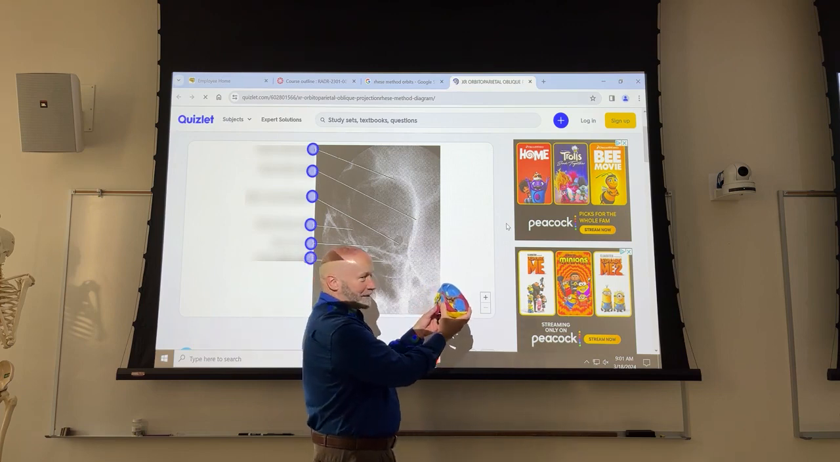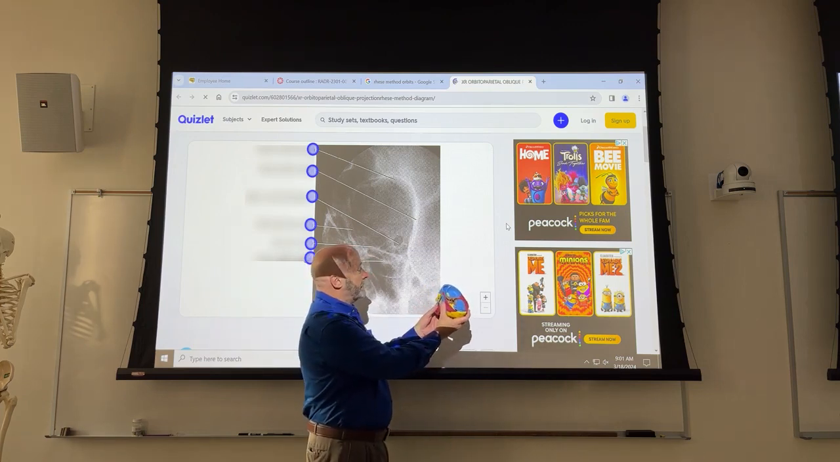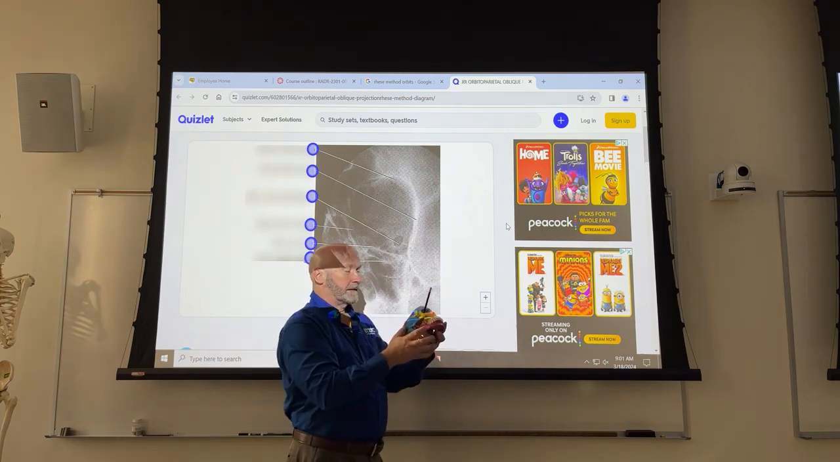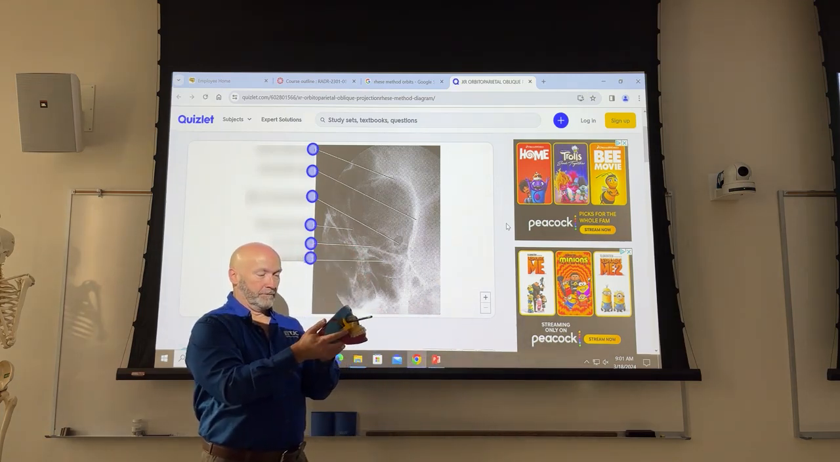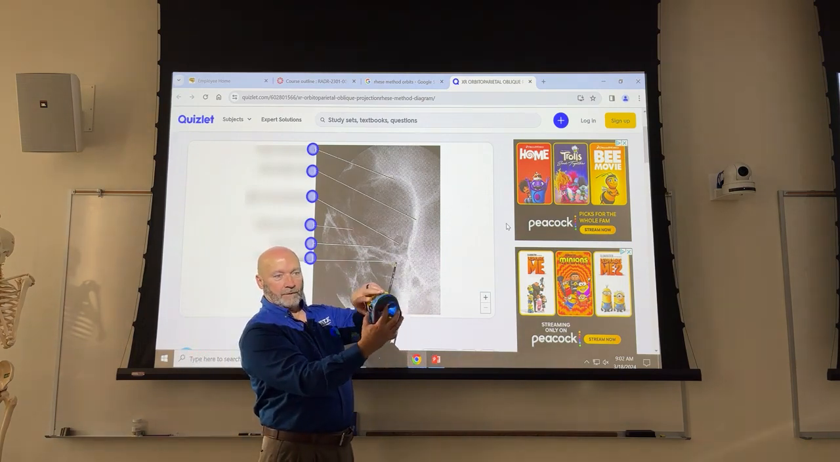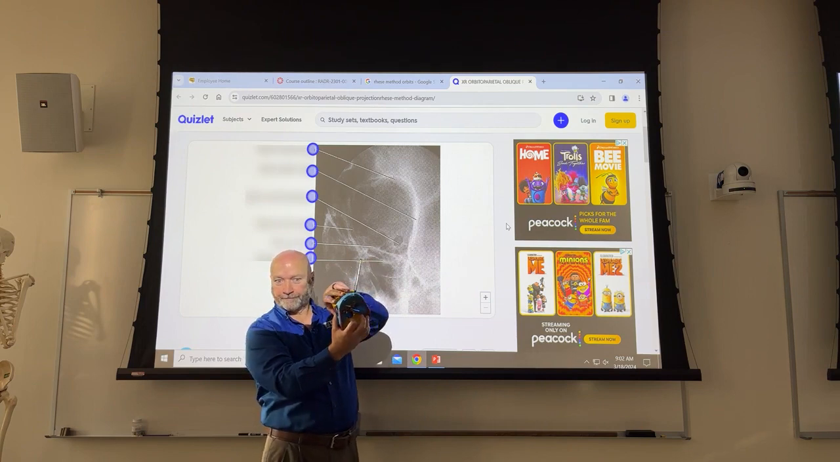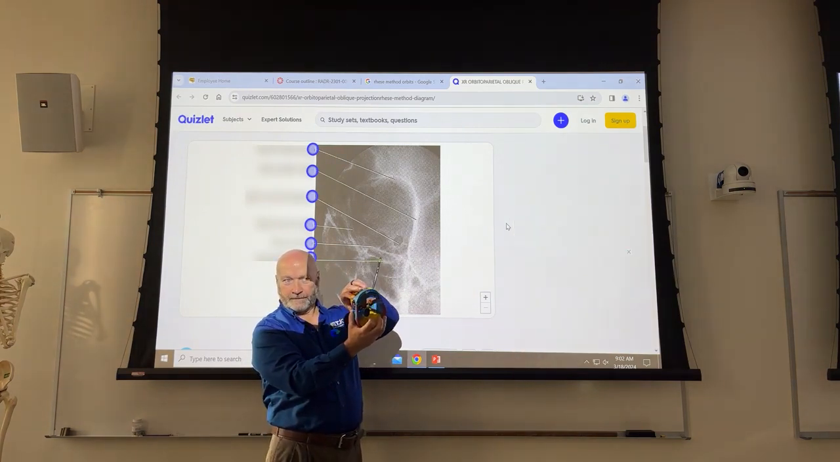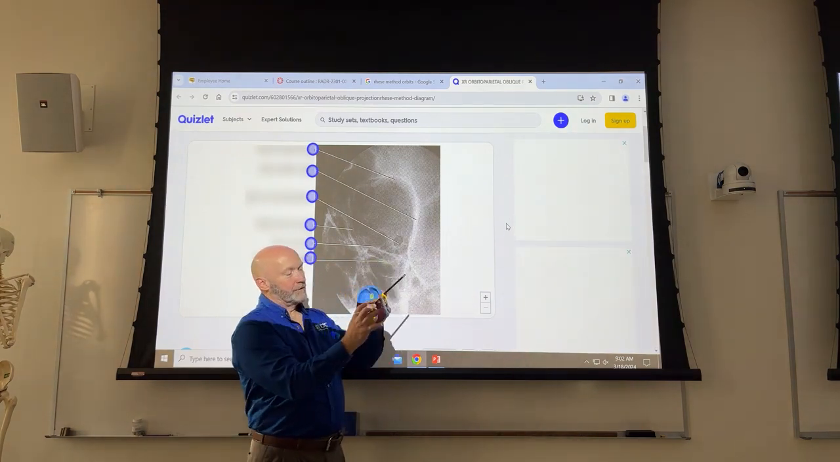Okay, really specific, 53 degrees towards the site of interest. And what I've got here is that pencil sticking right through the optic canal. If you look real closely, you can see where the pencil's coming through the sphenoid bone right there. So that is your optic canal.